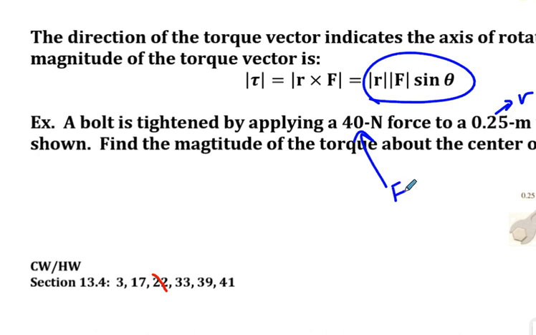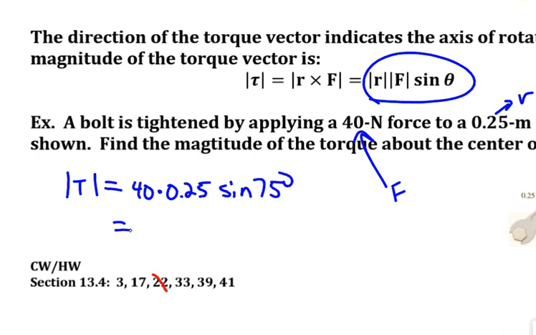All right, that's your F right there. So what's my angle in my picture? 75. So the magnitude of your torque is going to be your 40 times your 0.25 times the sine of your 75. Make sure your calculator is in degrees, and you get 9.6 Newton meters, you could say. Is that joules?